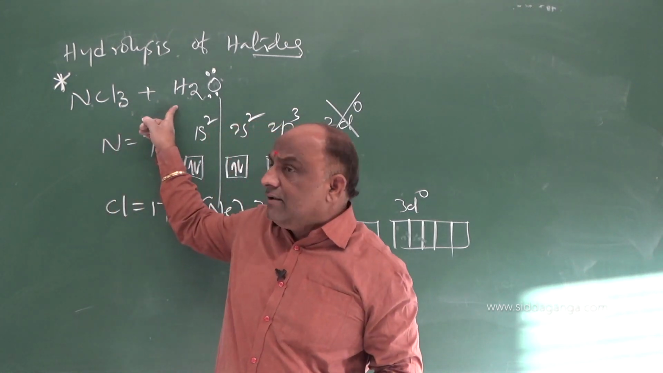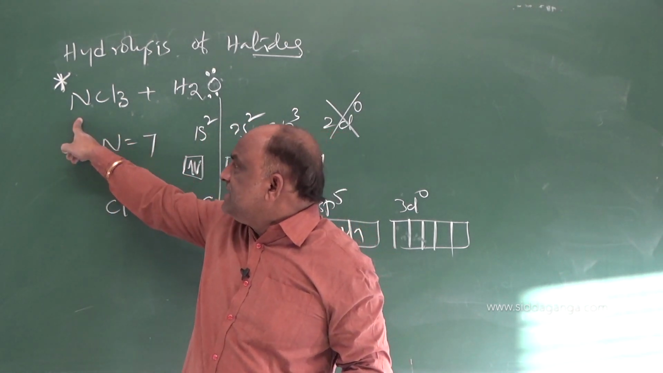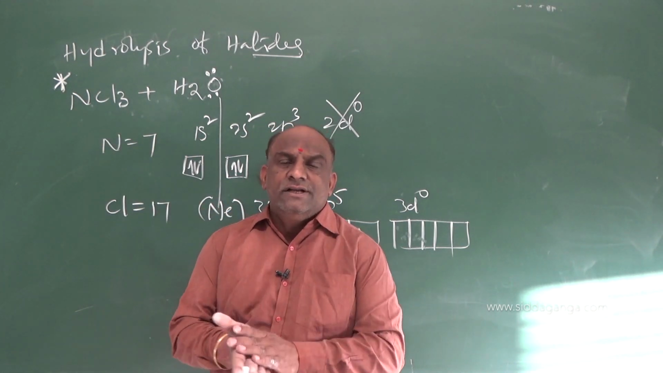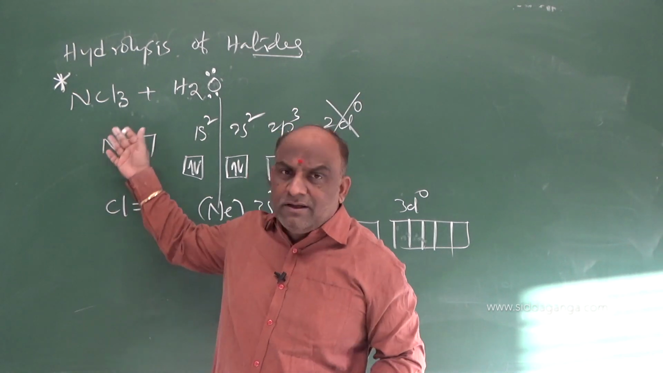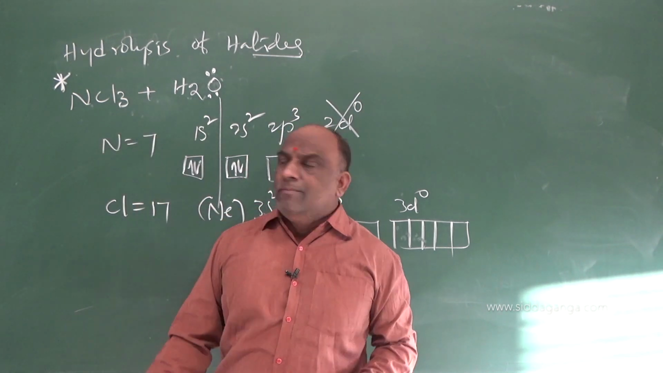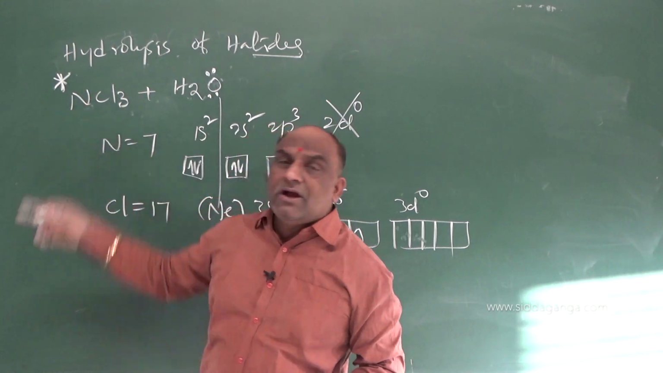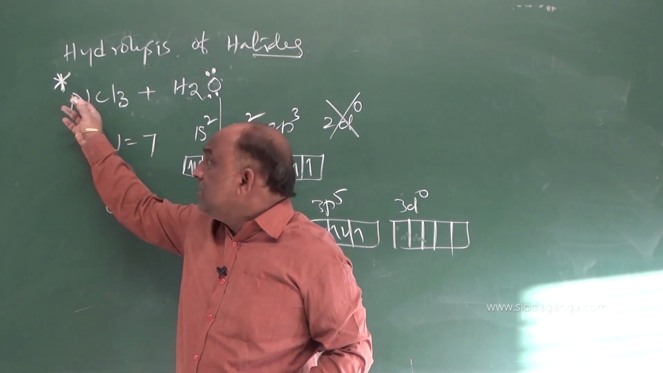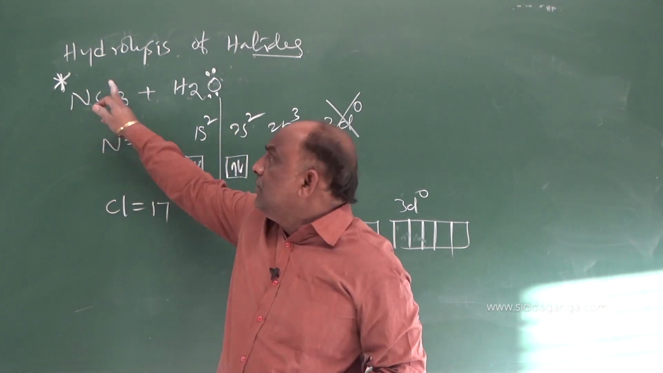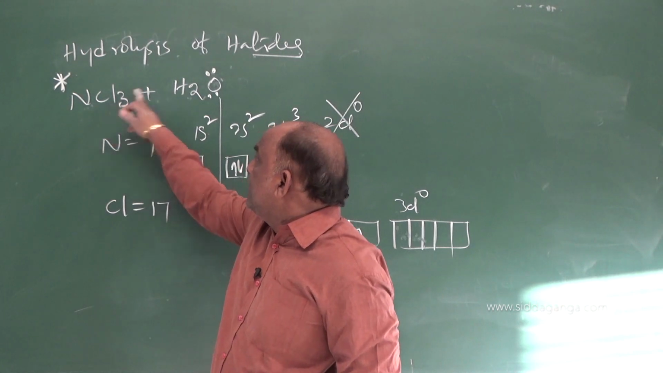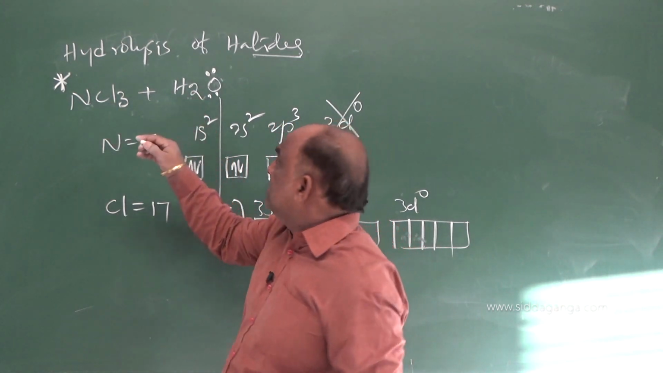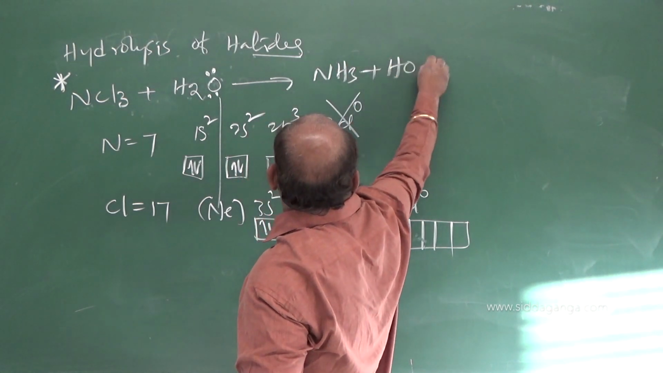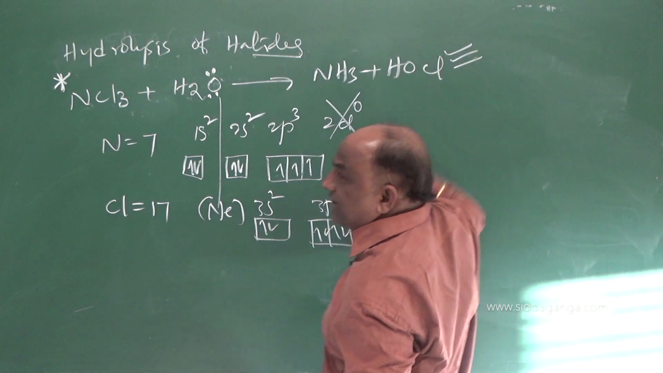NCl3 plus water. Instead of NCl3, suppose it is PCl3, AsCl3, BCl3, the reaction occurs and generally the products we expect follow that pattern. But here, instead of those examples, the compound is NCl3. Nitrogen doesn't have vacant d orbitals, but chlorine has vacant orbitals. Due to the presence of vacant orbitals in the chlorine atom, this compound undergoes hydrolysis and gives rise to NH3 plus HOCl. A very important reaction it is.